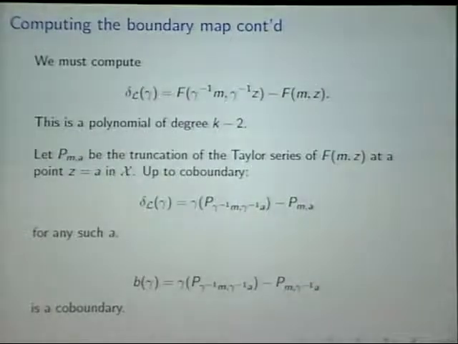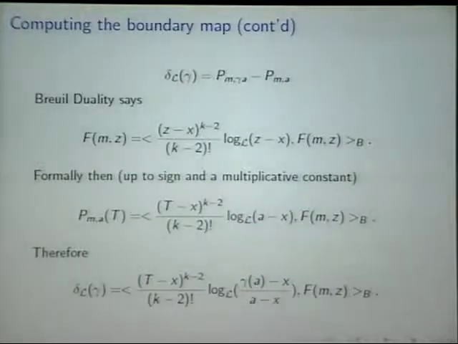So we have to compute this thing, and we happen to know that it's a polynomial of degree k minus 2. So we take our rigid function f, and we just look at its Taylor series at a point, because that is going to be this polynomial, right? The polynomial that you're getting is basically the initial terms of the Taylor expansion. So now we can write this boundary map in terms of the initial part of the Taylor expansion of the function f at a point in the upper half plane. And this looks bad because we have gammas in two variables, but we modify it by a coboundary, and we get that the boundary map is the difference between taking the Taylor expansion at the point gamma A and the Taylor expansion at the point A and seeing if they're equal.